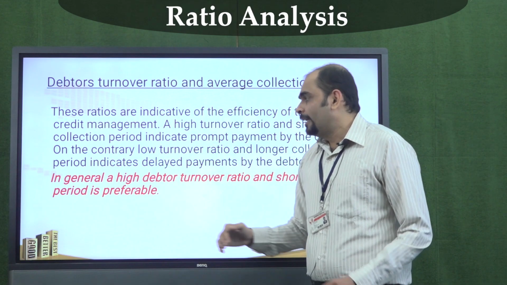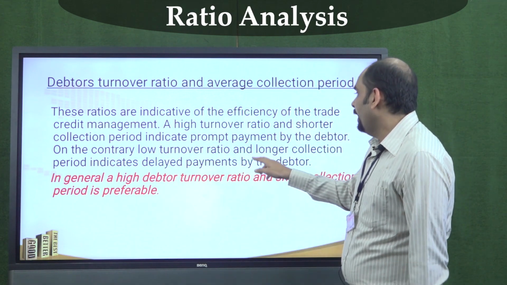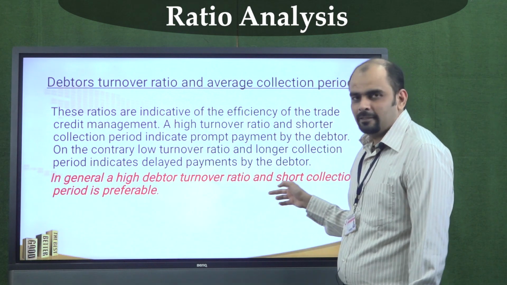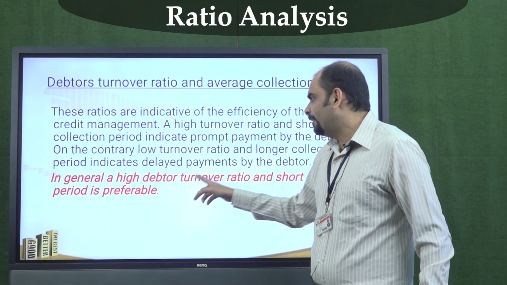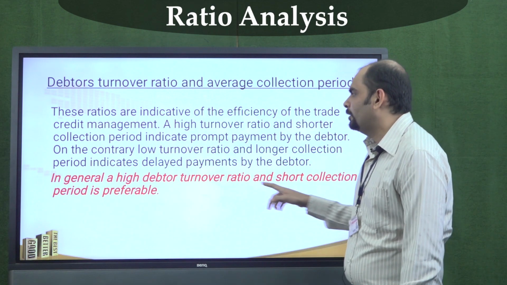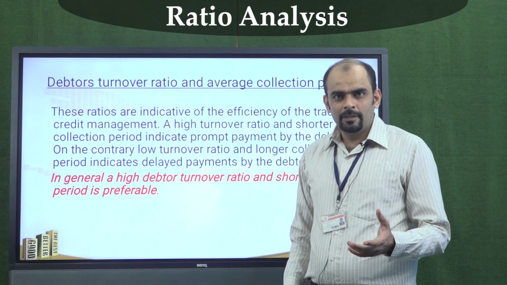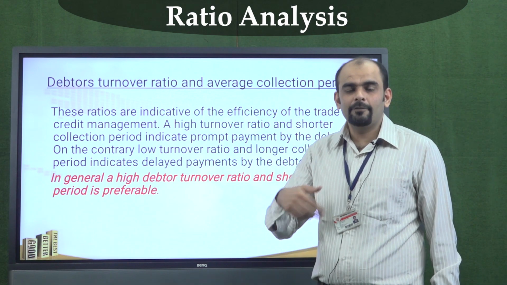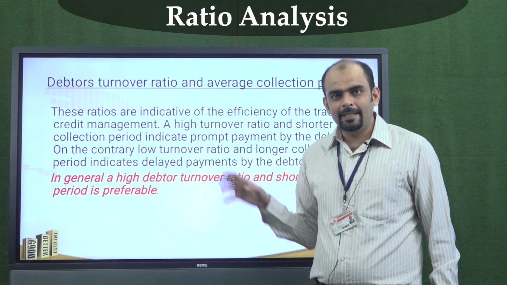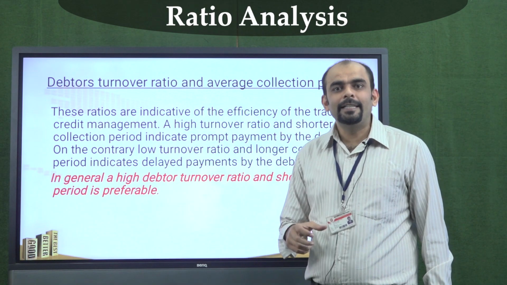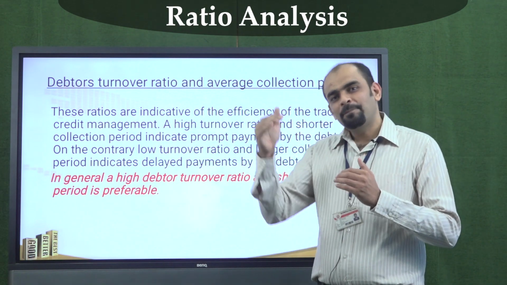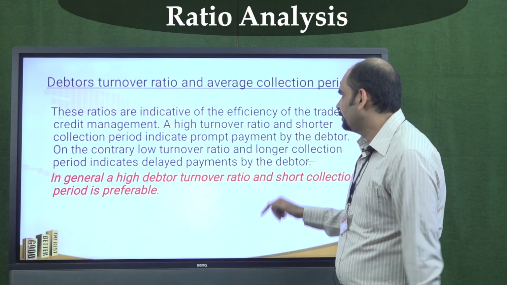On the contrary, a low turnover ratio and longer collection period indicate delayed payments by the debtor. In general, a high debtor turnover ratio and a short collection period is preferable. So they are regularly paying you the money whenever you sell goods on credit to them. That is what debtors turnover ratio indicates. So you need to focus on trying to get a higher turnover and lower collection period.